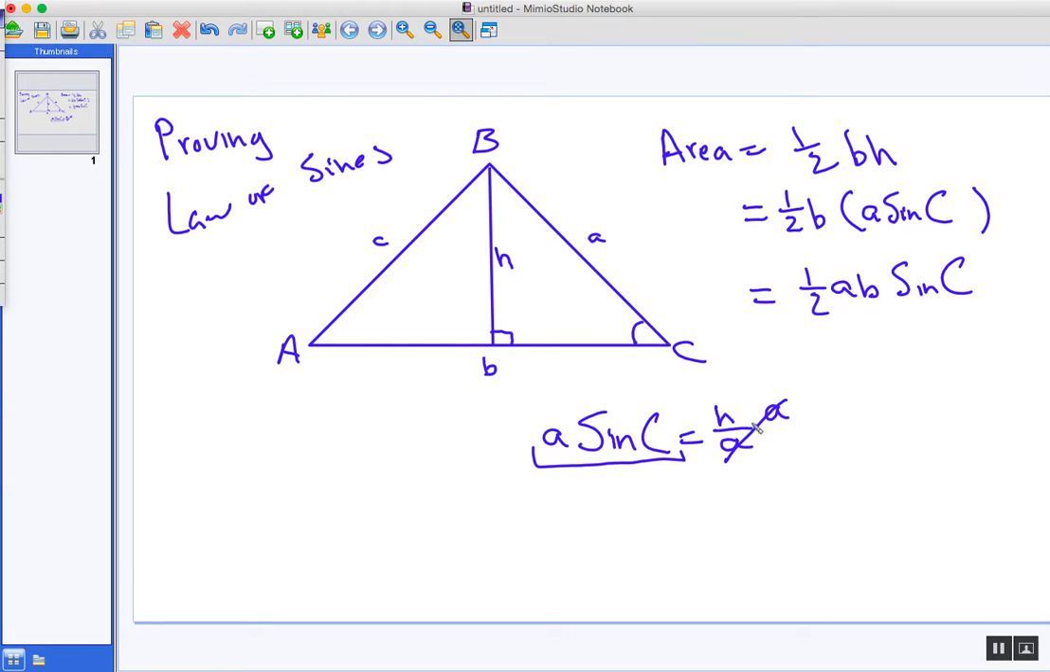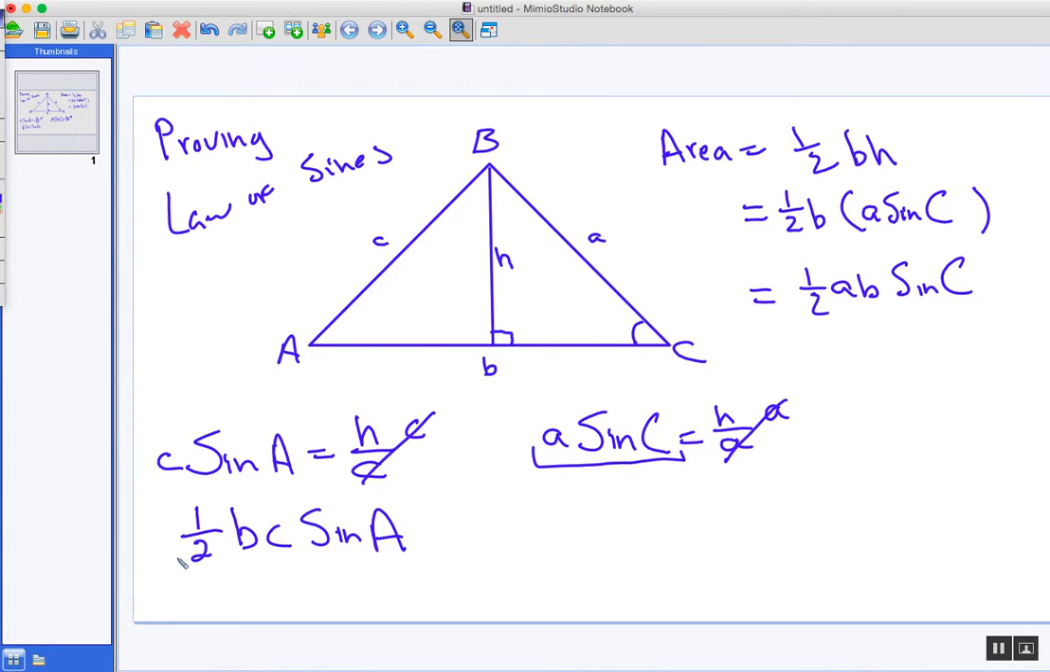Let's do this again, but let's use this as our angle of interest. Again, our base is still b. So sine of A is equal to opposite over hypotenuse, h over c. Again I'm solving for h, so I'm going to multiply both sides by c. Then using that same area formula, 1/2 base times height.